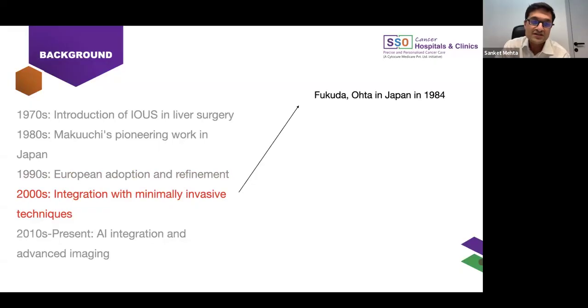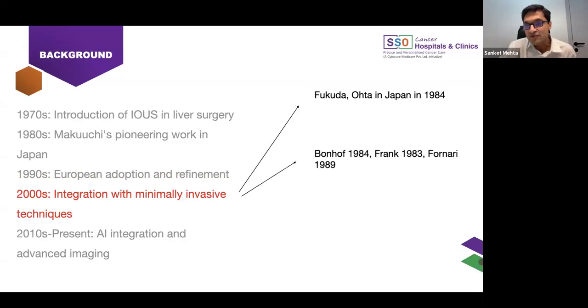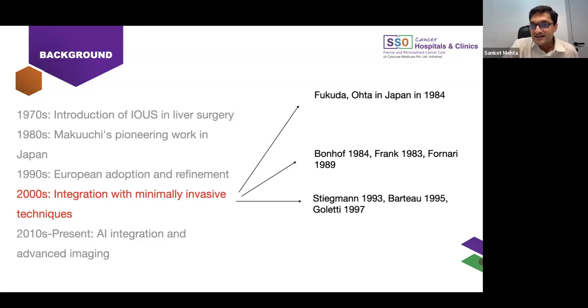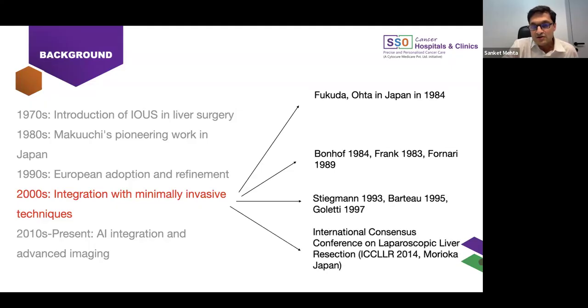It was in the 2000s, with the development of the laparoscopic ultrasound probe, that it started getting integrated in minimal invasive surgery. This was first with Fukuda in Japan in 1984, followed by the Europeans not too far behind in 1989. And then, of course, there was rapid adoption all across Europe, which led to the International Consensus Conference on Laparoscopic Liver Resection in 2014.